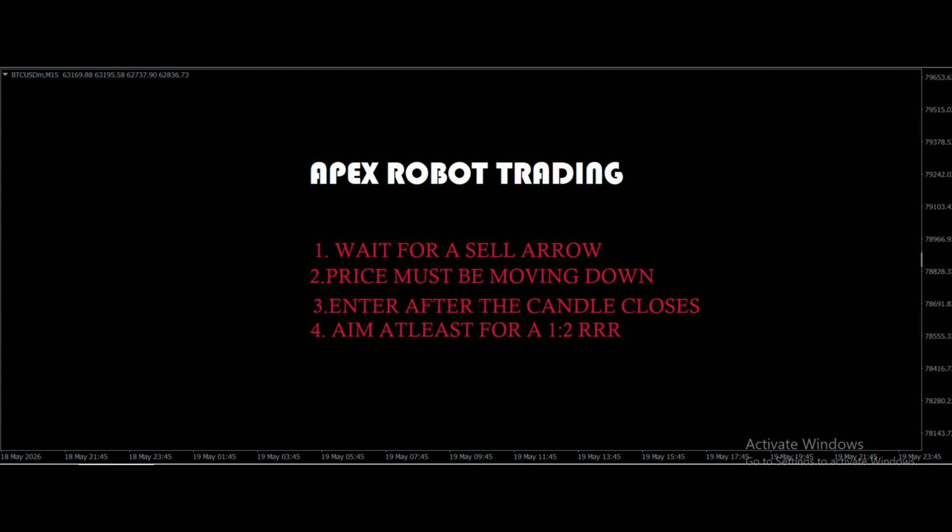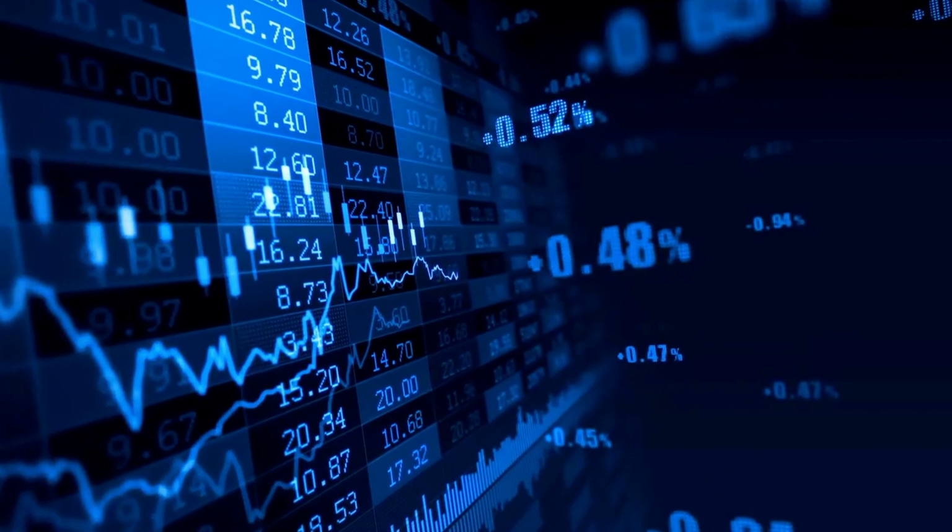Now the selling opportunity is the exact opposite of the buy setup. Rule number 1, wait for a sell arrow to appear. Rule number 2, make sure the overall market direction is bearish. Rule number 3, enter after the candle with the sell arrow closes. Place your stop loss above the recent swing high. Set your take profit at least 2 times your stop loss distance. Following these simple rules can help you avoid many poor quality setups.